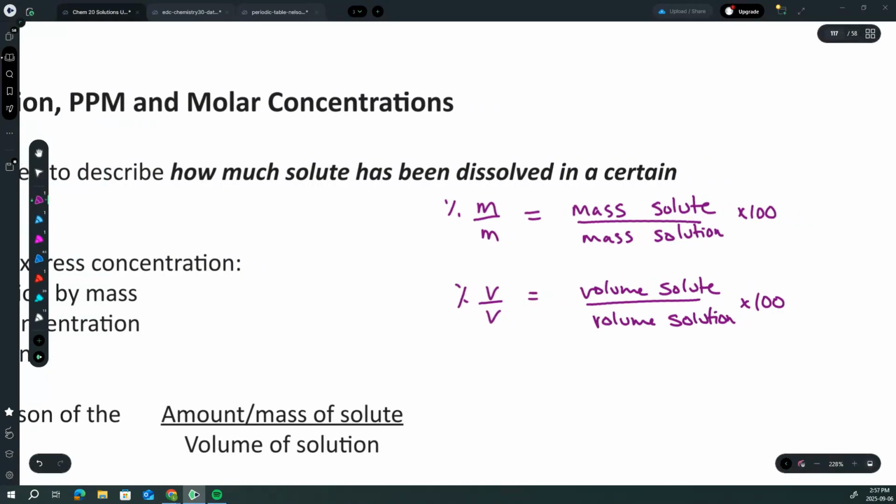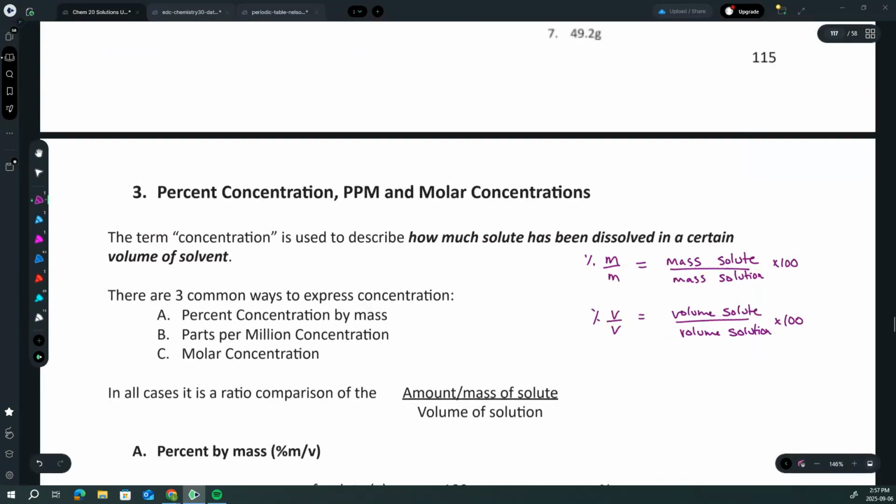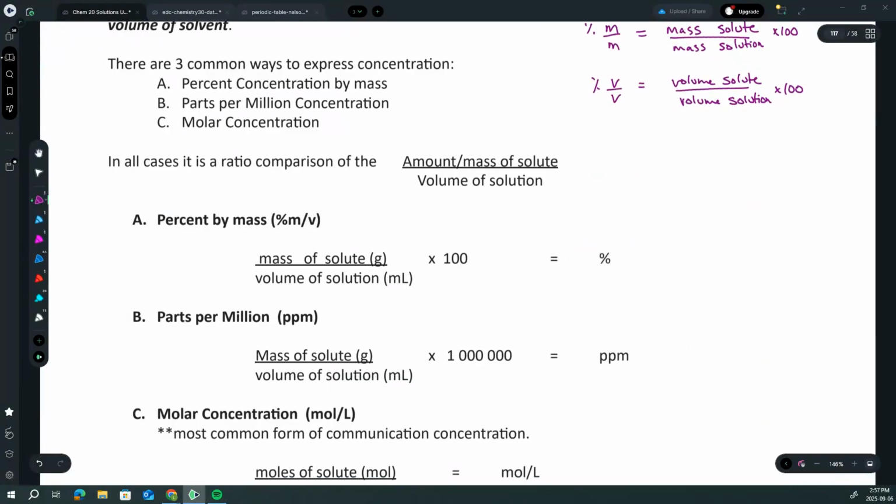Okay, so for both of these equations, so long as the mass of your solute and the mass of your solution are in the same units, as well as your volume of solute and your volume of solution are in the same units, you can use any units. However, for the other equations that we're going to be going over, there's more specific units that we're going to have to use. So mass of solutes for the other formulas we're using have to be in grams, and then volume of solution has to be in milliliters.